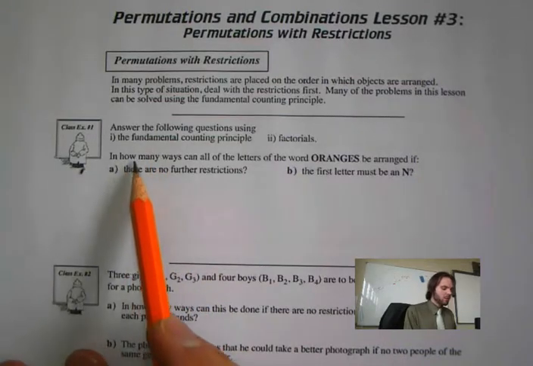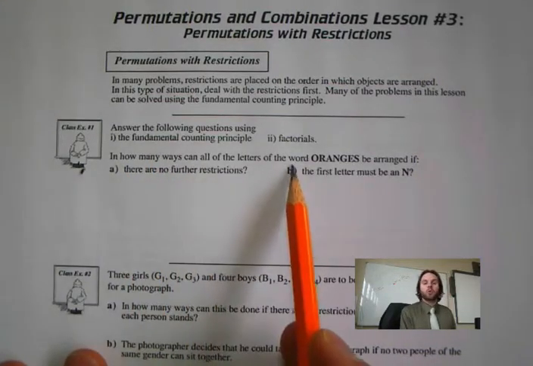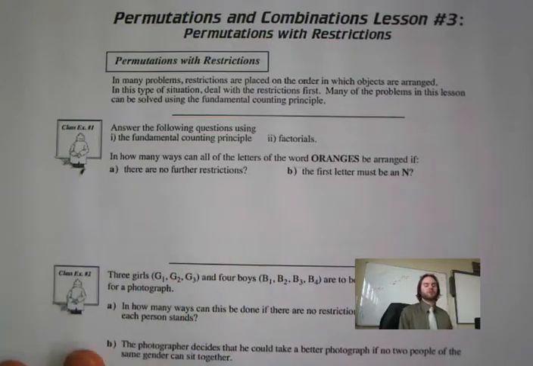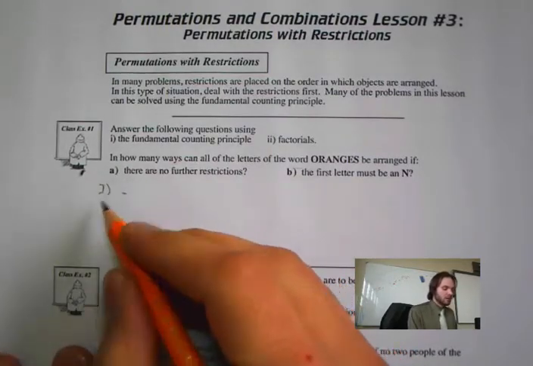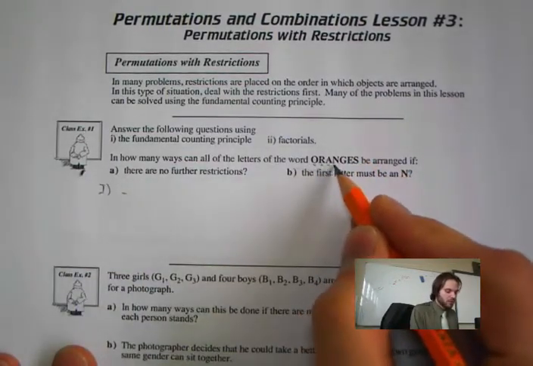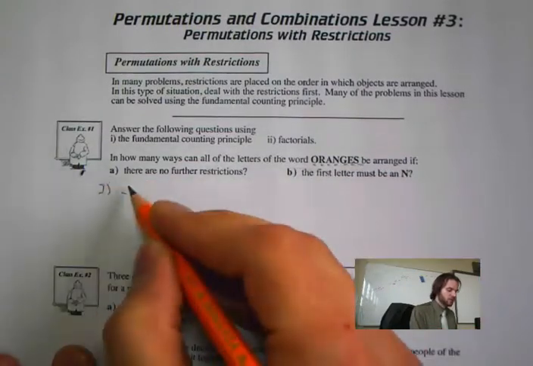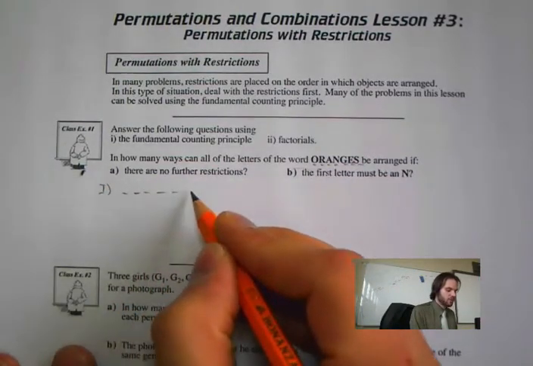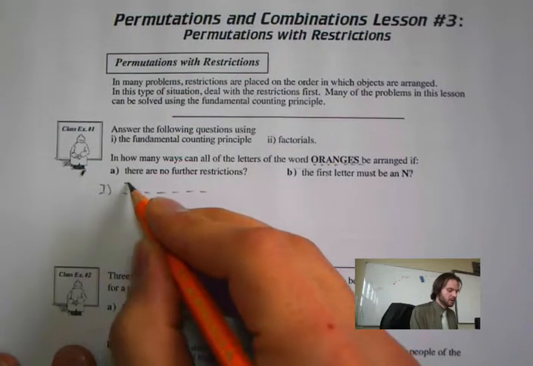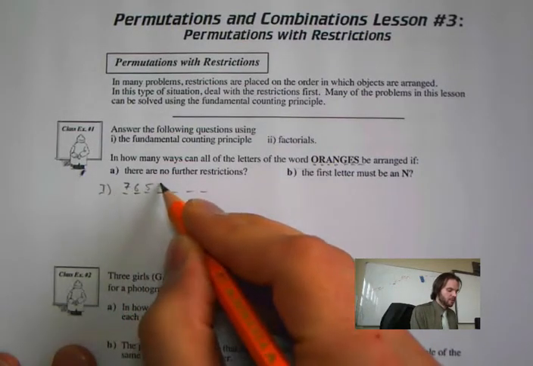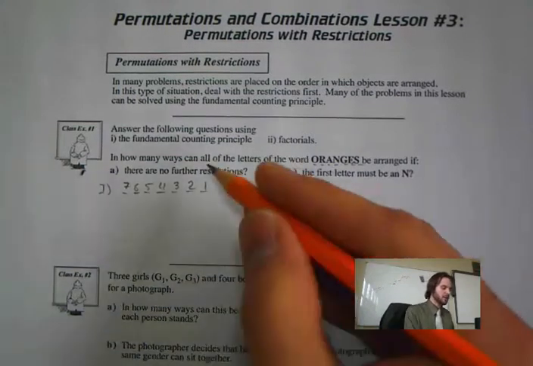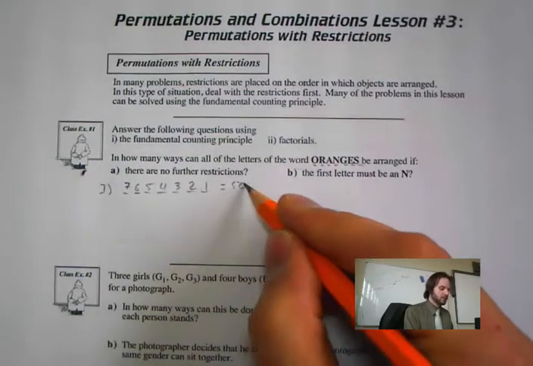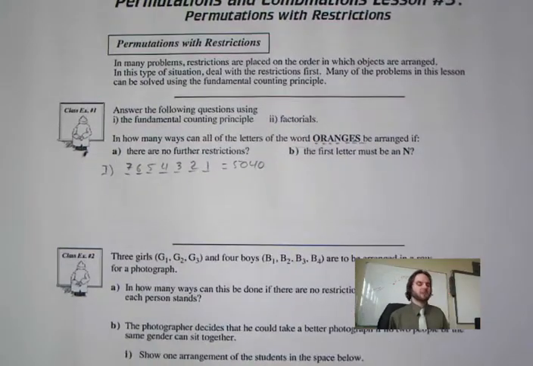How many ways can all the letters of the word oranges be arranged if there are no further restrictions? Okay, so there are no restrictions. It wants us to use the fundamental counting principle, which is, well, how many letters are there? 1, 2, 3, 4, 5, 6, 7. So, 7, 6, 5, 4, 3, 2, 1. And that's it. Okay? We multiply all those together, which is going to give me 5040. Remember that from last lesson.